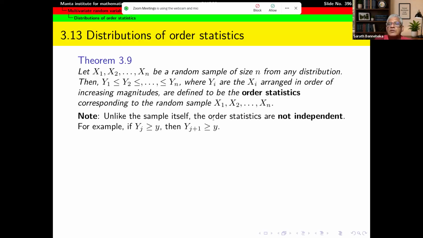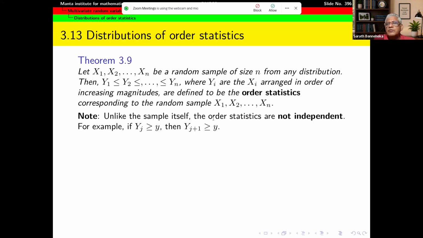So these 10,000 values are possible values of a certain statistic, a certain random variable, which is a function of capital X1 up to capital Xn. So what is that statistic? That statistic is the minimum of the sample of size n when you are taking a sample from that particular distribution. So that is called the first order statistic.